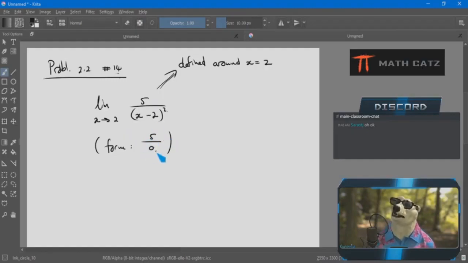I have a denominator shrinking down. It's not 0. It's a direction. It is a behavior. It's shrinking down towards 0. That means the whole thing is going to blow up to infinity. Limit does not exist.